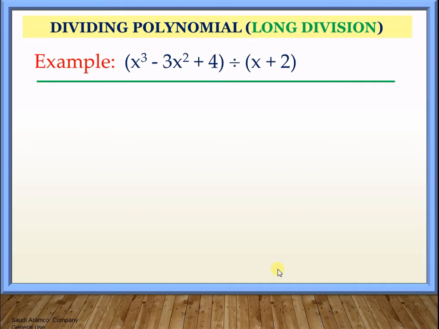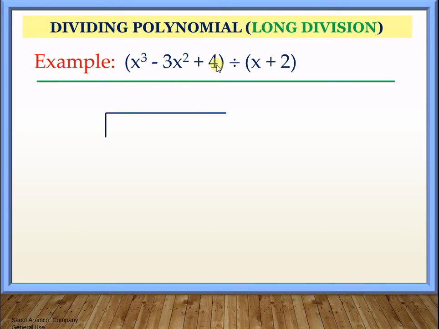Quantity of x cubed minus 3x squared plus 4 divided by the quantity of x plus 2. Take a look at this one. So x cubed, x squared, there's supposed to be an x here before you just get a constant here.